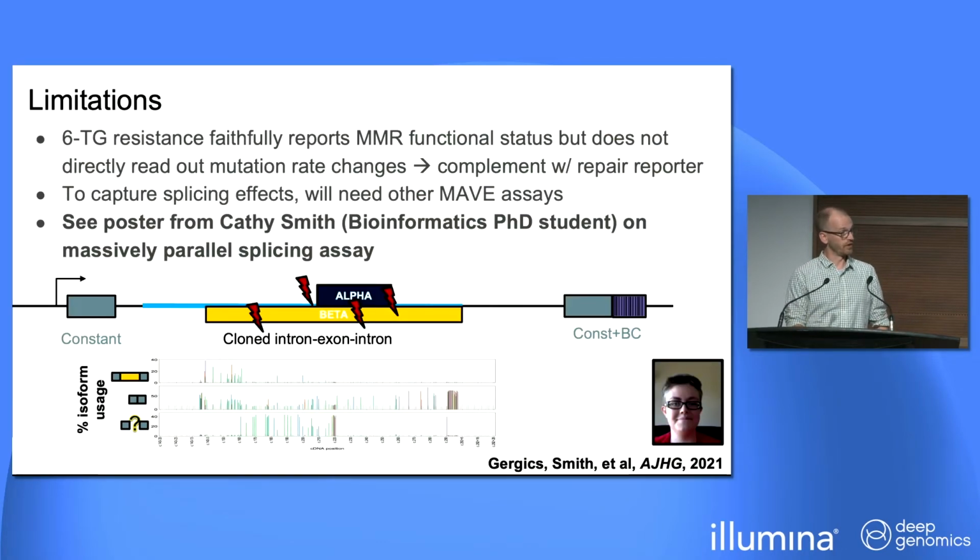You might have noticed that I didn't mention splicing at all. Well, I'll first just say the MMR experts tell us we need additional assays beyond just 6TG resistance. So we're thinking about ways that we can do that and have a couple of additional reporters in the works. And then splicing is the other thing that I haven't mentioned. This was a cDNA-based screen, so we don't capture splicing effects. But a PhD student in the lab from the bioinformatics program, together with collaborators in Sally Camper's lab at Michigan, has put together a massively parallel splicing assay that we think is one way to capture those types of effects. For more information, check out Kathy's poster.